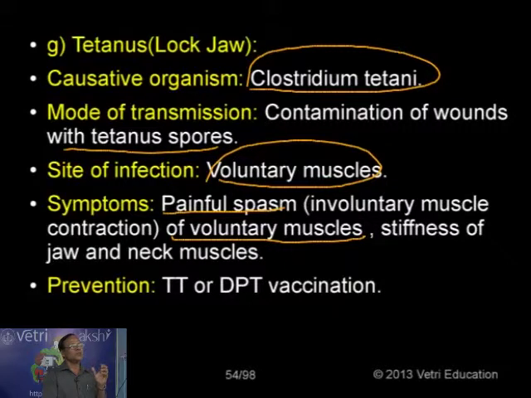Here, particularly the muscles of the neck and jaw become tight, and that's why you are unable to open. So, stiffness of the neck muscles, the jaw muscles, and also the spasm of the voluntary muscles and the skeletal muscles, all related to the disease. The person is unable to open his mouth, and that is why it's called lockjaw.